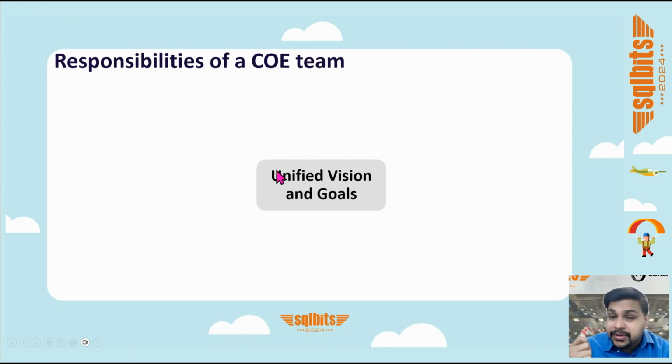Now, if your COE vision is not aligned with that, then definitely there is a clash. You are going in the wrong direction. The company doesn't need you to go there, right? So it's very important, and the core part is that you should have a unified vision and goals when you are setting up as a COE.